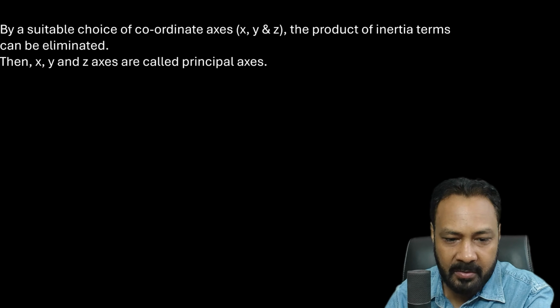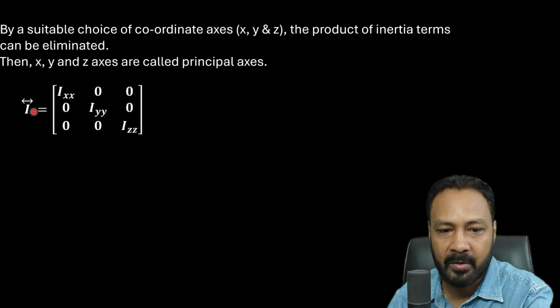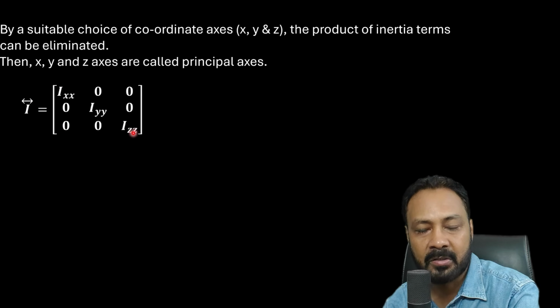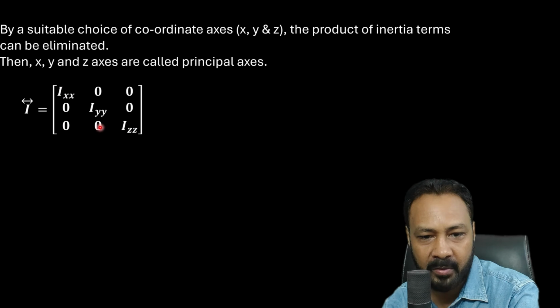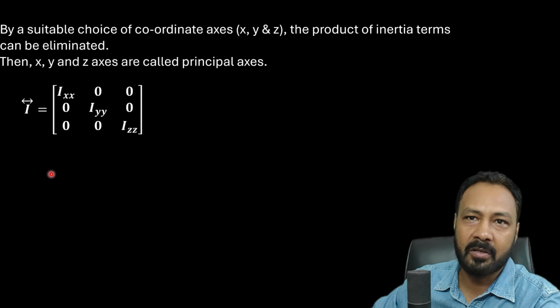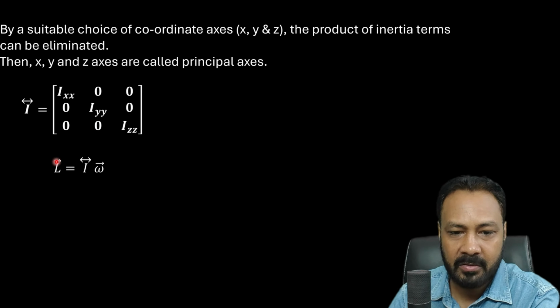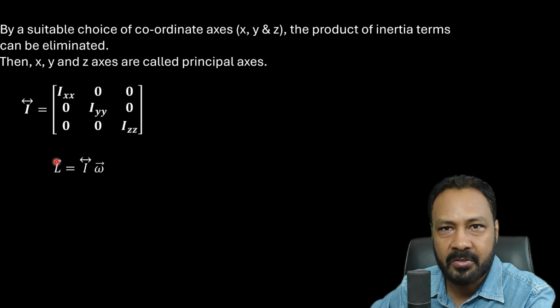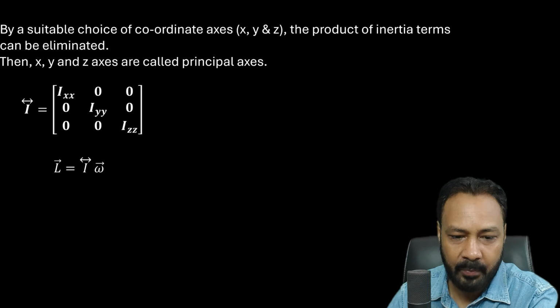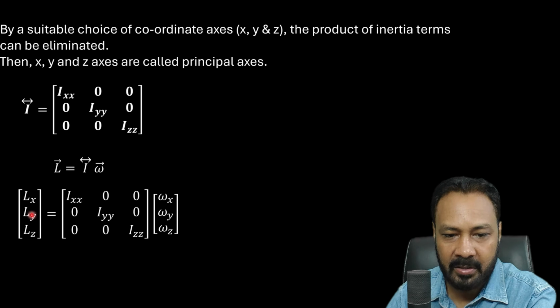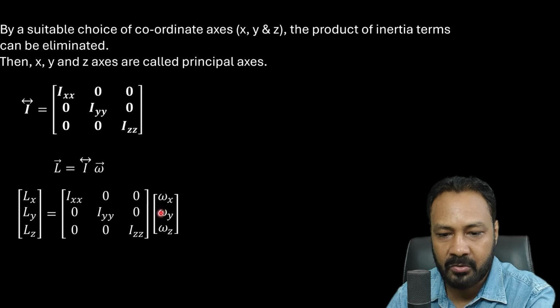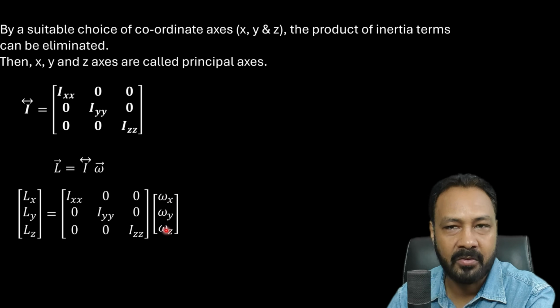So with principal axes, the inertia tensor will become only the diagonal terms. The off-diagonal terms are 0. That has made things quite simpler. And then we had the L vector equal to the inertia tensor times the omega vector. So if I write Lx, Ly, Lz, that is Ixx, Iyy, Izz, other terms 0, times omega x, omega y, omega z.